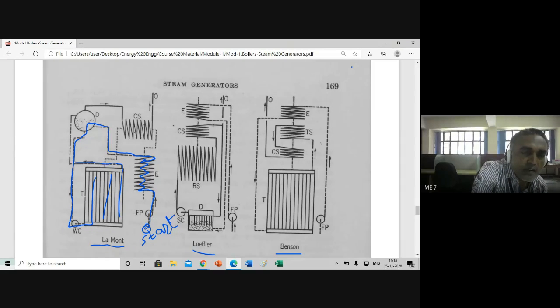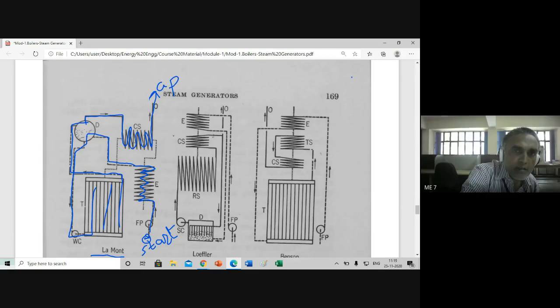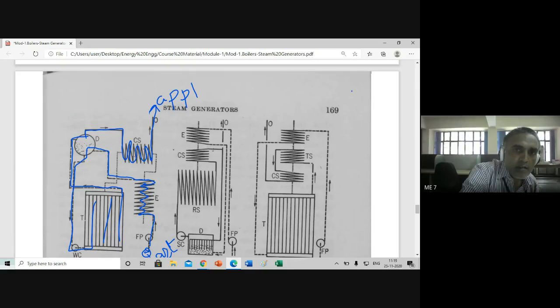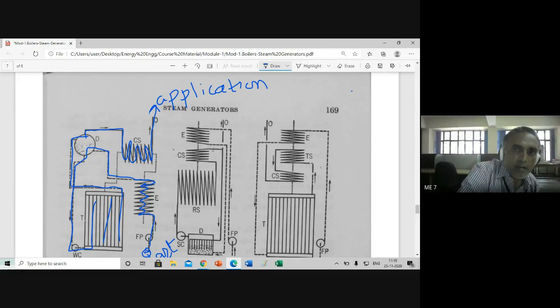The steam generated is sent to the steam drum. From the steam drum, the steam is sent to the convective superheater. From the convective superheater, the steam is sent to the application. Turbine.